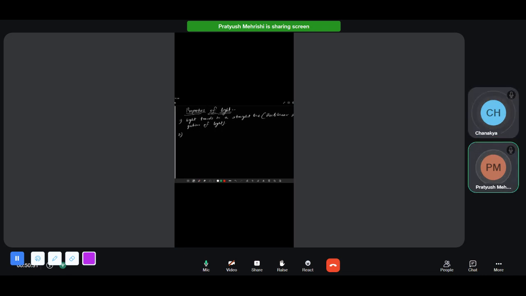Next is, what is the speed of light? Speed of light in vacuum is what? It is 3 into 10 power 8 meter per second, you can say. Actually it is 2.9979248. You can remember it as if a mobile number.